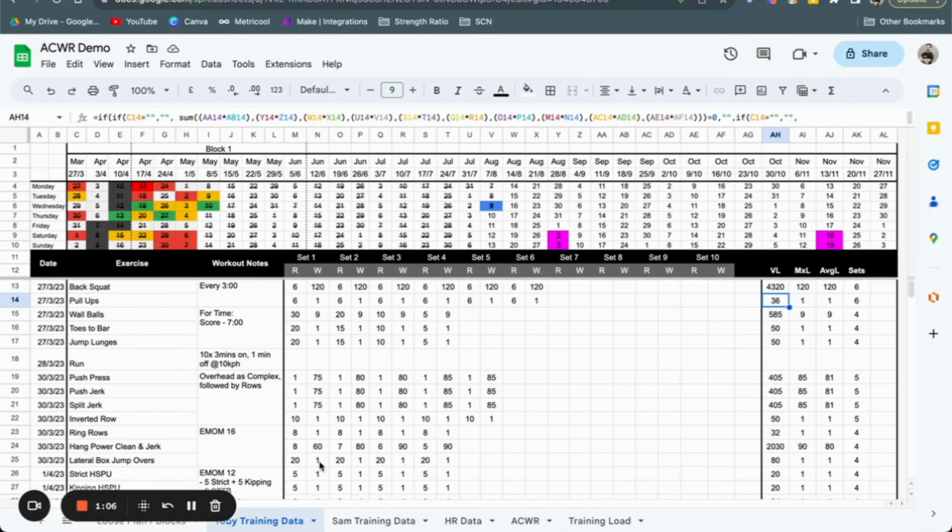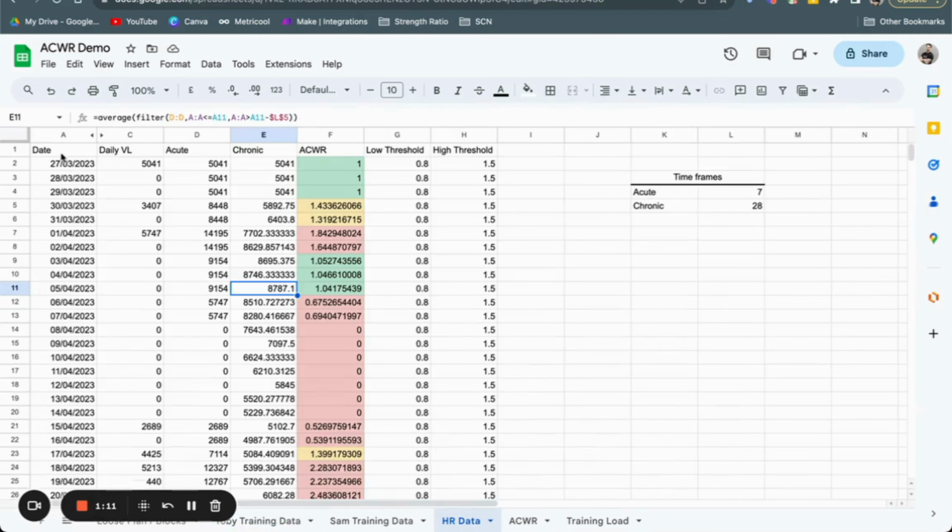So what this does is it pulls through onto a data sheet. So I've got a few simple columns. The important thing with acute chronic ratio is that you need to account for days off. They just can't be nothing. They have to account for something, because if your volume load on your day off is 0, that needs to be in there. So I can't just have the dates that I've trained. I need to have every single date there.